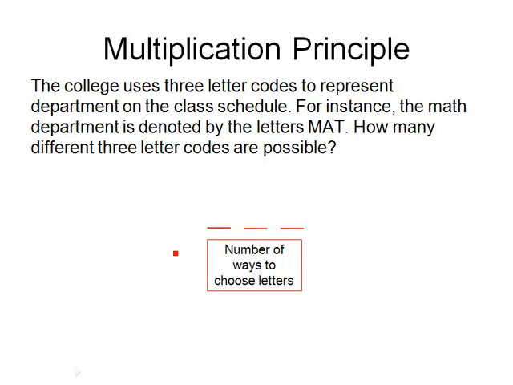So when I go to the first letter, I can choose from any of the letters in the alphabet, so I have 26 choices. When I go to the second letter, I can choose from that same 26 letters, so I have another 26 choices. When I go to the third letter, same thing. So when I multiply 26 times 26 times 26, I get 26 cubed, which means there's 17,576 ways to choose the letters. So there could be up to 17,576 departments at the college. Luckily, there's not nearly that many.